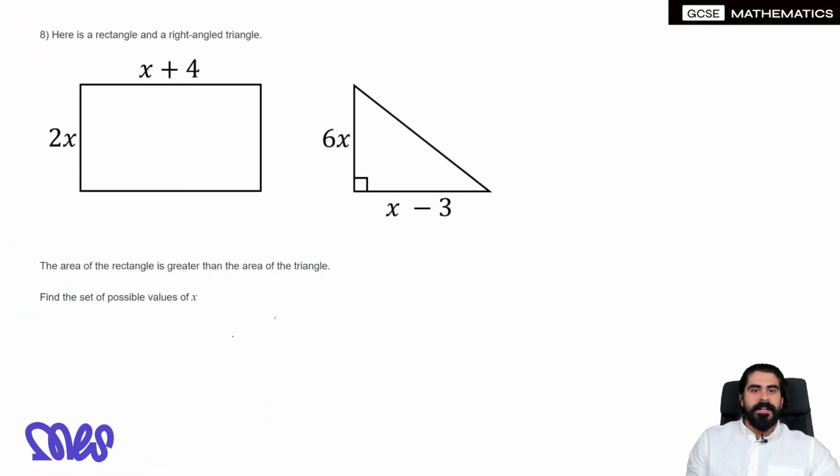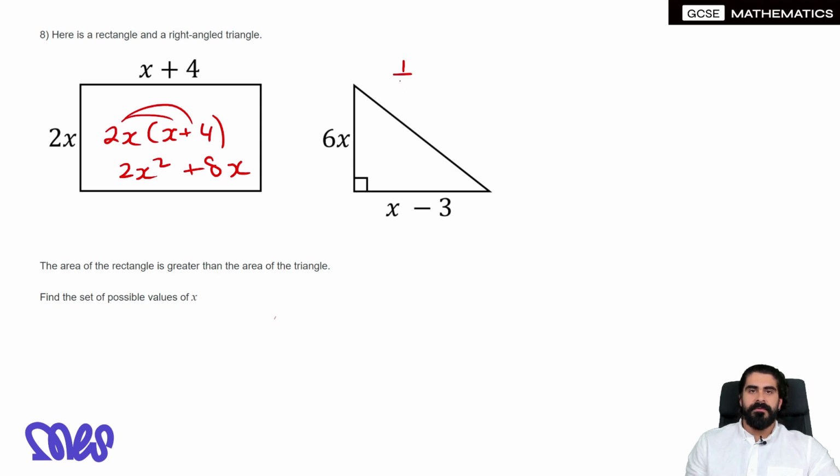Here is a rectangle and right-angled triangle. The area of the rectangle is greater than the area of the triangle. Find the set of possible values of x. So the area of the rectangle is base times height. So it'll be 2x times (x plus 4), which you might as well expand. So 2x squared plus 8x.